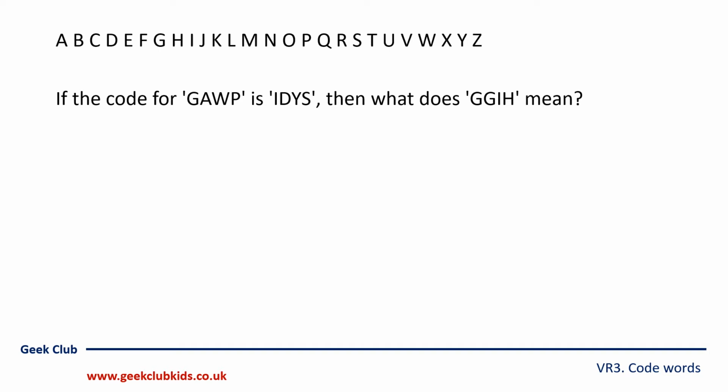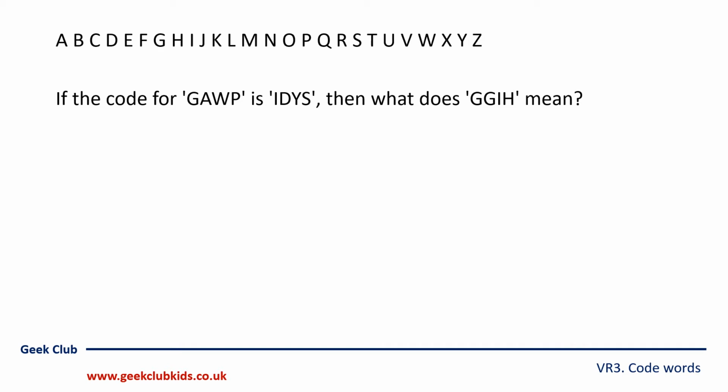For code word questions, you aren't always given a real word to turn into a code word. Sometimes it's the other way around. You're given a code word and you need to decode it to find out the real word. And this is an example. So here the question says, if the code word for GORP is IDYS, then what does GGIH mean?